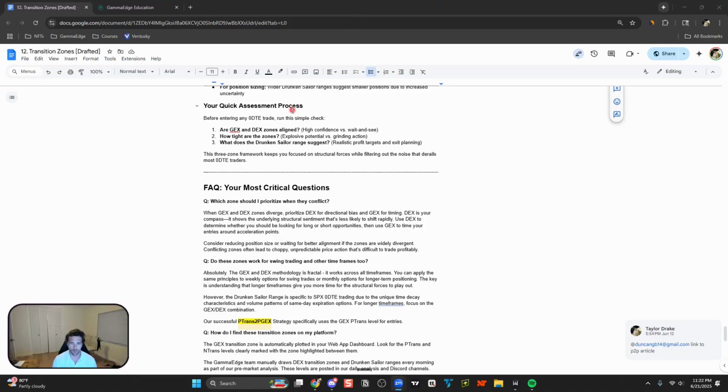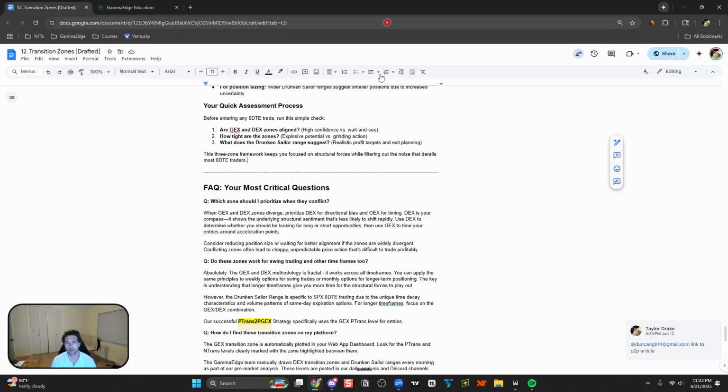And so just as a quick framework for you, before entering a 0DT trade, run this simple check. Are the GEX and DEX transition zones aligned? Which is to say, high confidence or more of a wait-and-see mode. How tight are those zones? Explosive potential versus grinding action. And what does the Drunken Sailor range suggest? Realistic profit targets or exit planning. This zone framework helps you focus on structural forces while filtering out the noise that derails most 0DT traders.